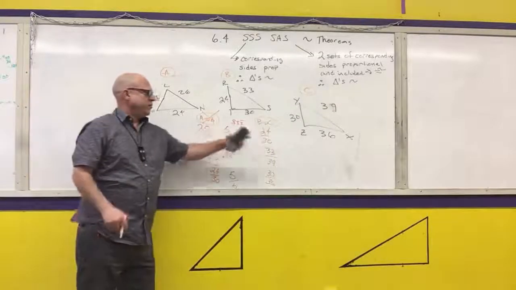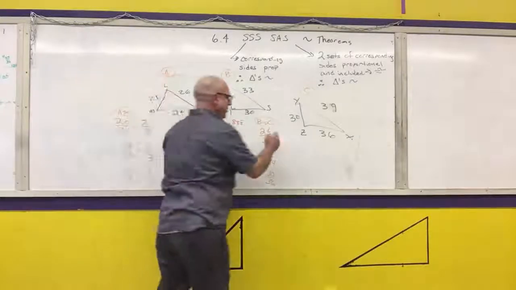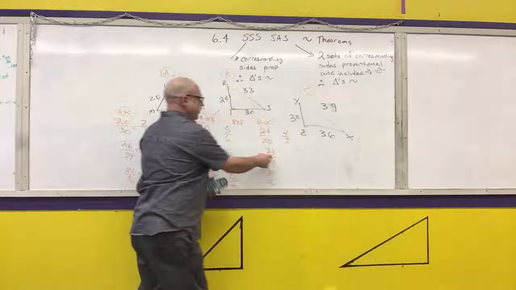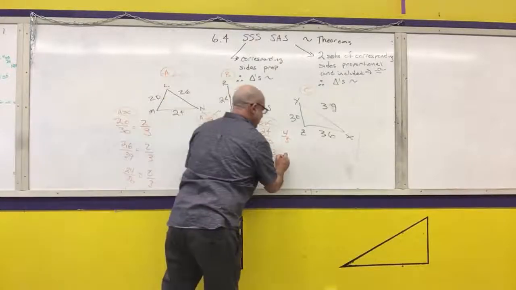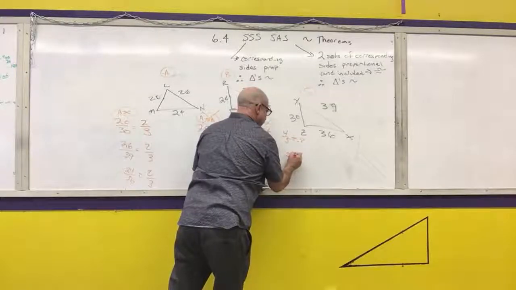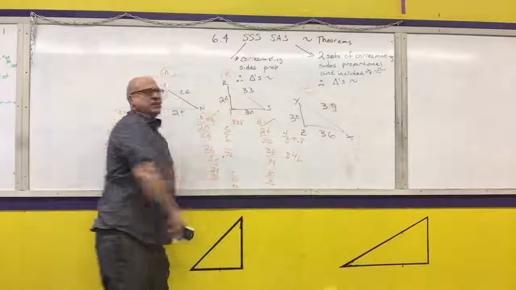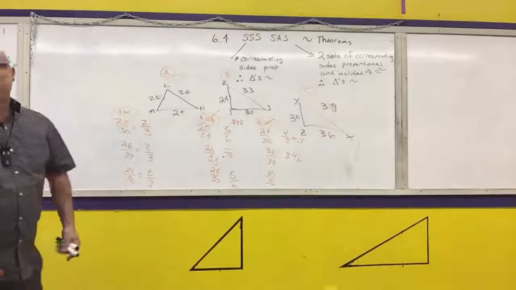So 24 over 30 is 4/5. 33 over 39. Big honkin' decimal. This is 0.8. This is 0.846. I can stop now and say that those two are not proportional. Or they're not similar. So we found out which two are similar to each other.